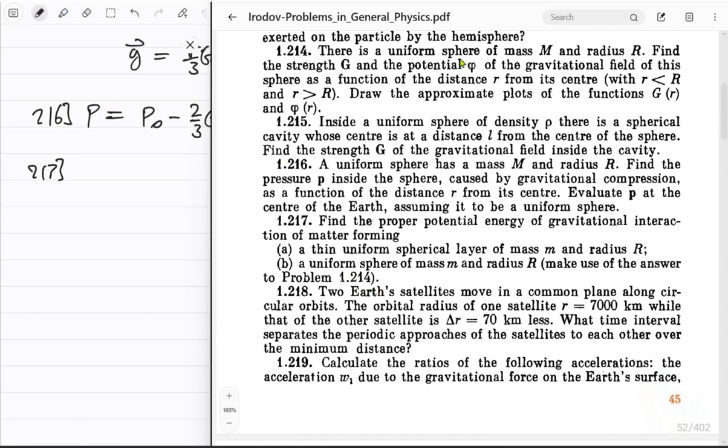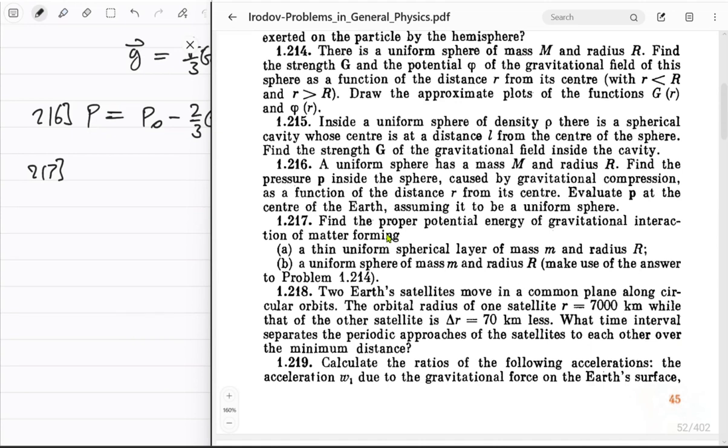So what was that? There is a uniform sphere of whatever. Find the strength and potential of the gravitational field of this sphere as a function of the distance r from its center. Something like that, huh? I get it. So you just want the potential energy. Okay. There was a different thing that I could use. So what was that? Oh, okay, maybe we should not be using that.